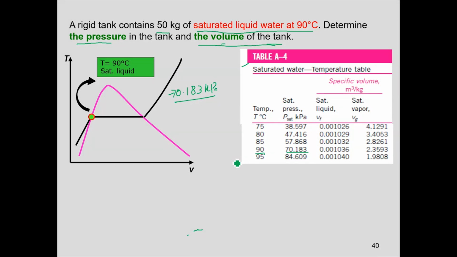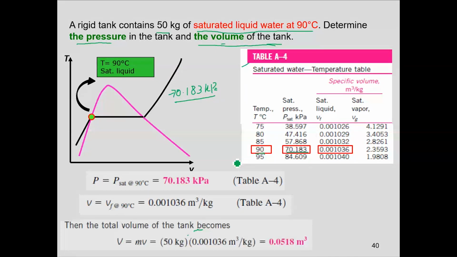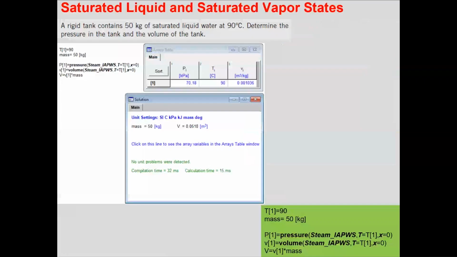And what would be the volume of the tank? How would you calculate the volume of the tank? 50 multiplied by specific volume of saturated liquid, 0.001036. Very good. So you'll go to table A4, read the value of specific volume of saturated liquid at 90 degrees centigrade, which is 0.001036 meters cube per kg, and you will multiply it by the mass of the liquid in the container, which is 50 kgs, and you will calculate the volume in the container. Clear enough? All right, let's look at this example.